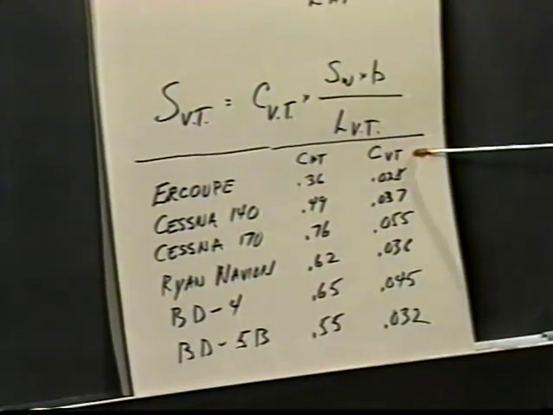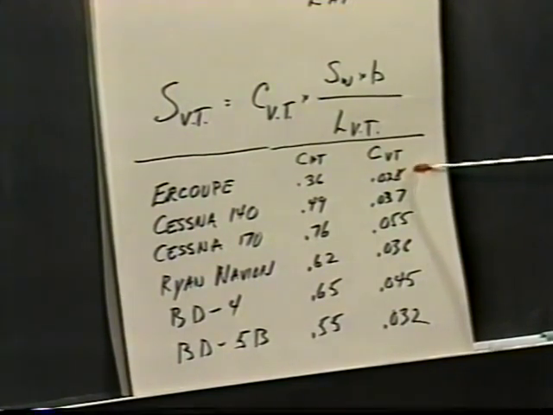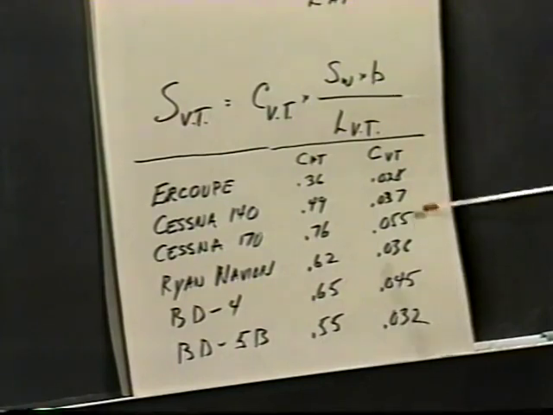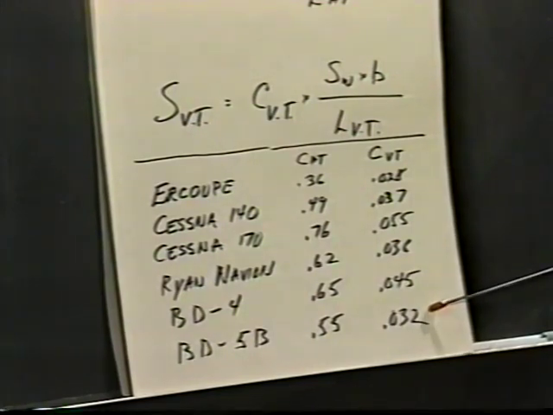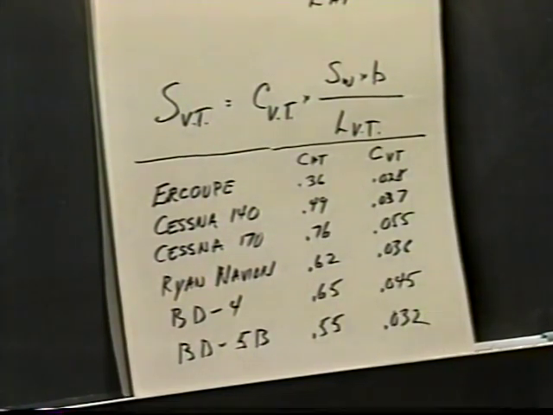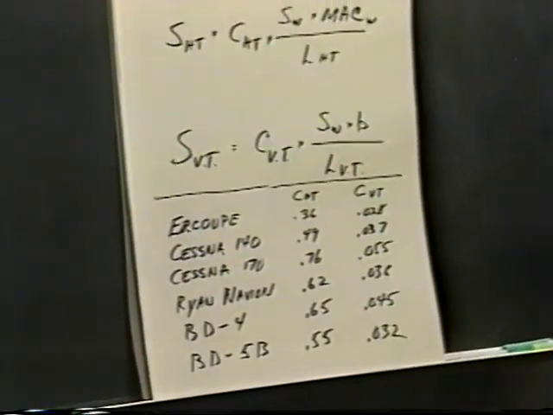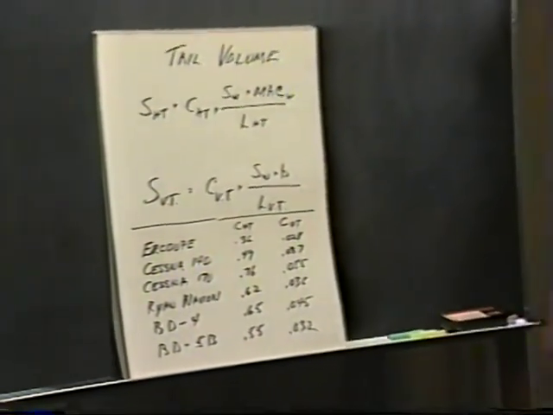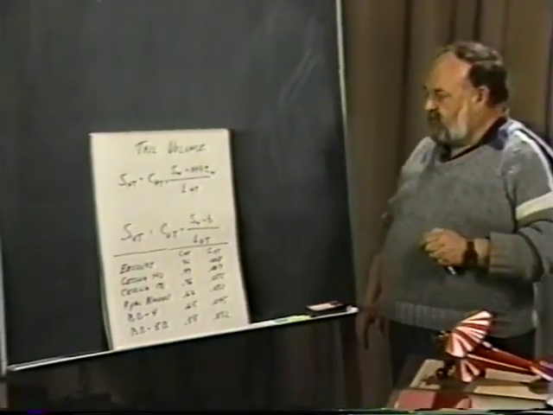When it comes over here to the coefficient for the vertical tail, you see the numbers are different, but they go from 0.028, 0.037, 0.055, 0.036, 0.45, and 0.32. Unfortunately, it's not precise. You have to take into account all the other things. But if your airplane looks similar to one of these, then you're going to be pretty darn close to coming up with the exact number. If not, you just got a good ballpark figure to work with.